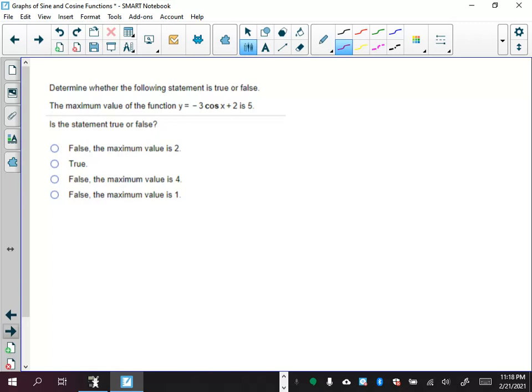All right. Determine whether the statement is true or false. The maximum value of the function y equals -3 cosine x over 2, plus 2, is 5. True or false? So take a few moments and see if you can figure this piece out. And go.